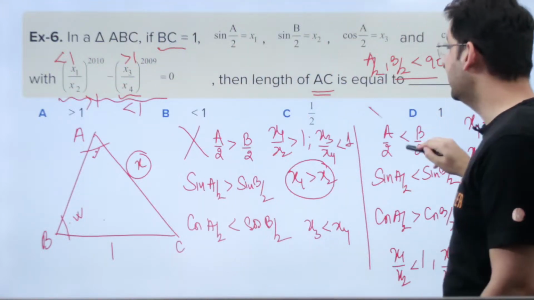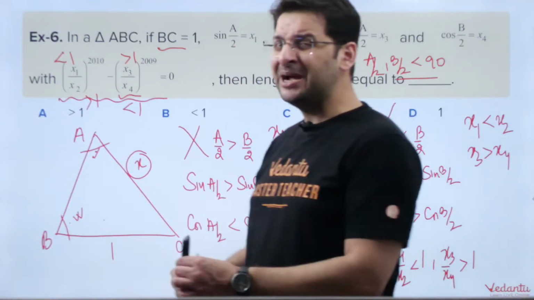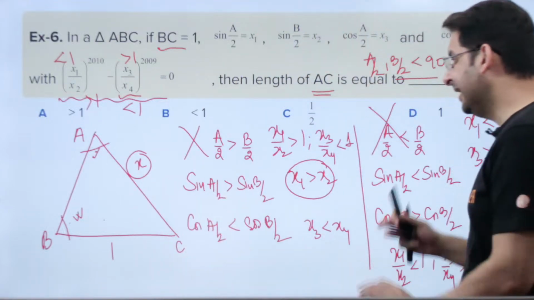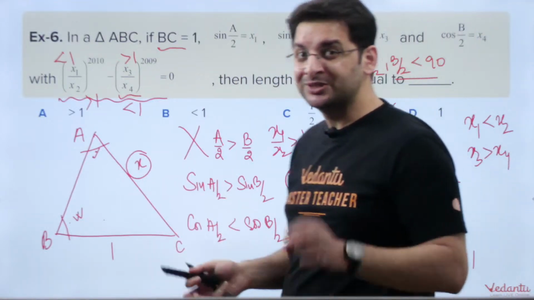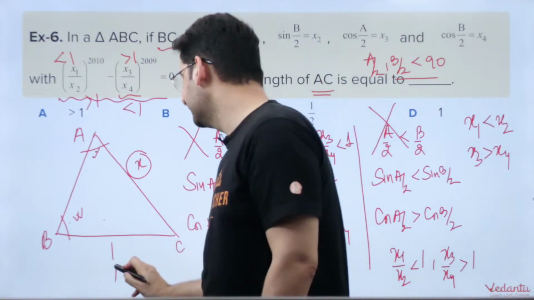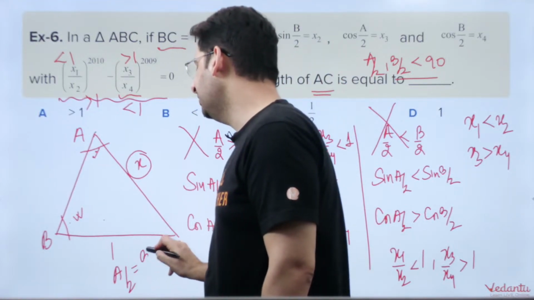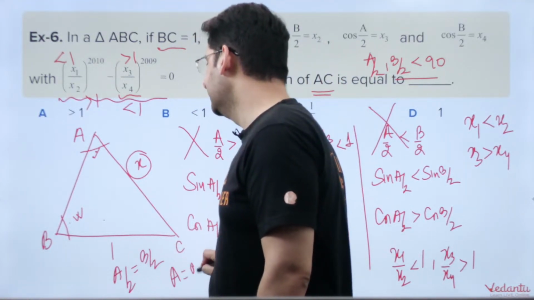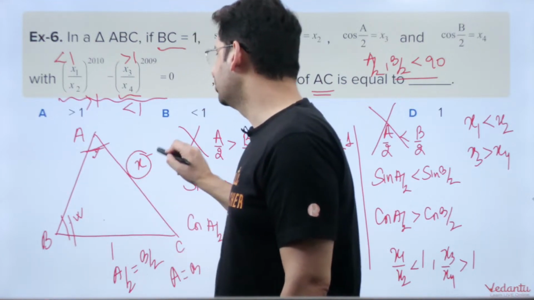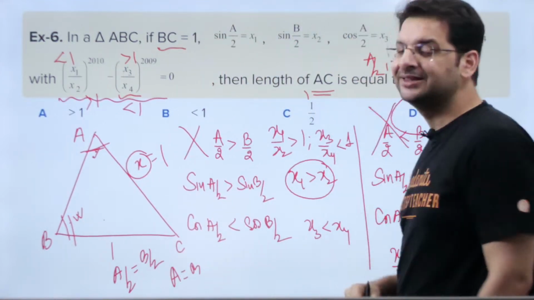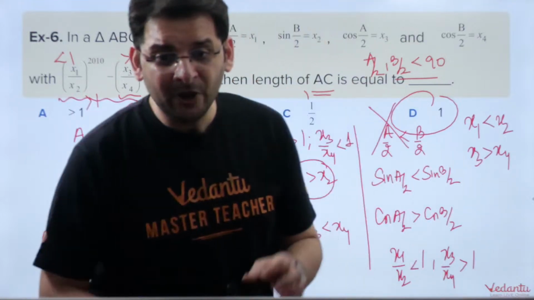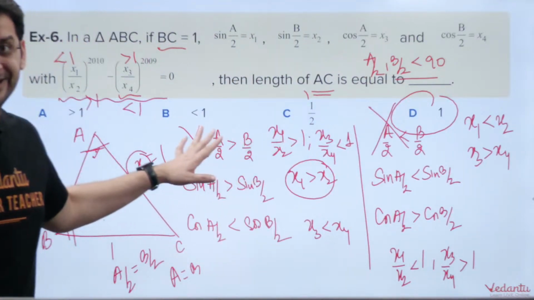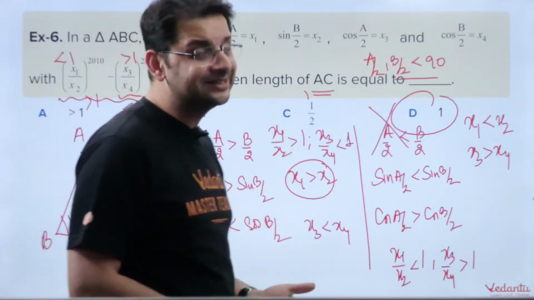So this cannot happen. So A by 2 is not less than B by 2. A by 2 is not greater than B by 2. So that means A by 2 has to be equal to B by 2. In other words, A is equal to B. So if A is equal to B, x is also 1 and D is the correct answer. Right, so I hope this is clear. This is how we solve these kinds of equations.